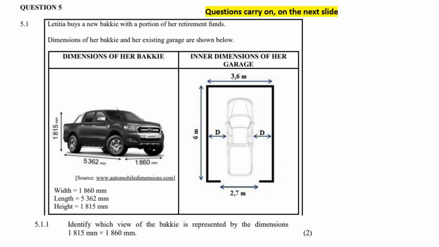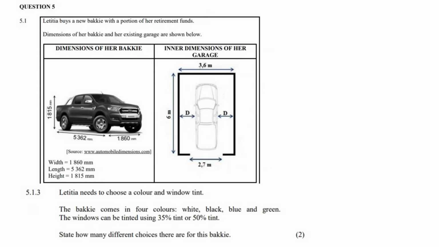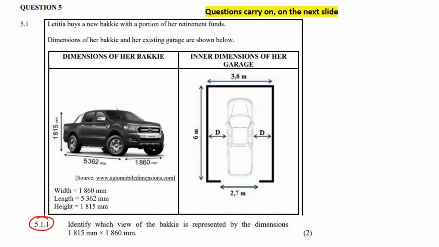With this question, we're going to be doing multiple parts. So here we've got our first part, second part, and third part. So it says here that Letitia buys a new Bucky with a portion of her retirement funds.